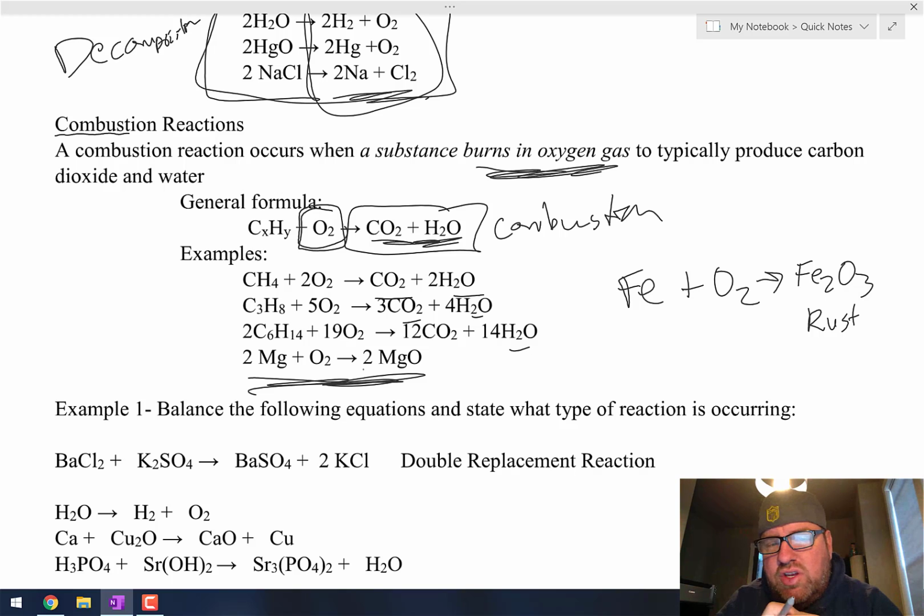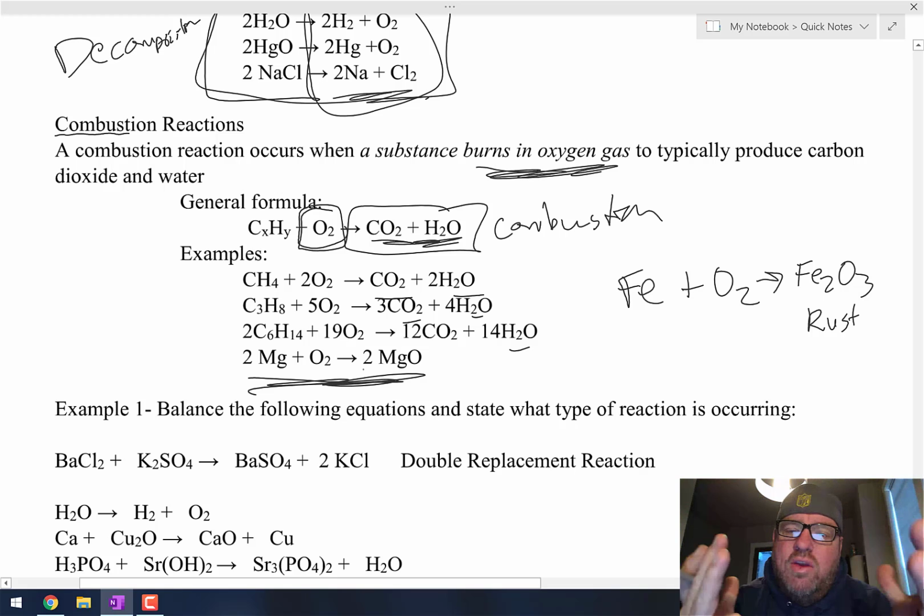What type of reaction is that? And you go, oh, it's burning in air. When it burns in air, it's reacting with oxygen. So that's a combustion reaction.